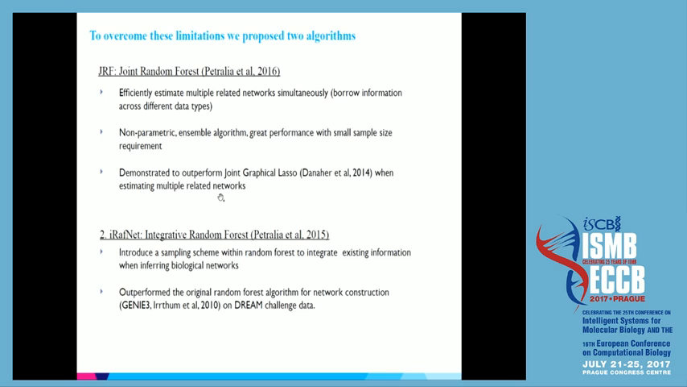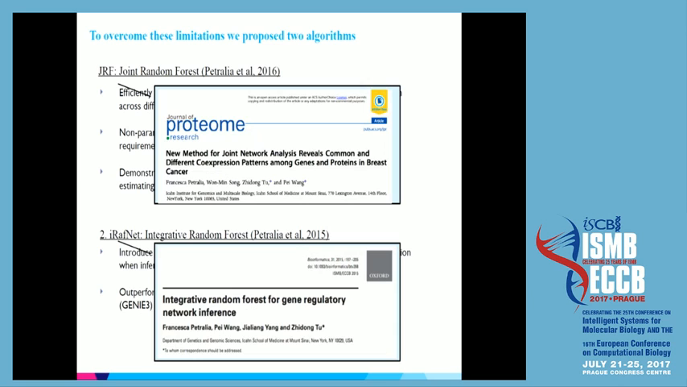In the paper, you can see that we have been running a lot of synthetic data examples, and actually we outperformed those algorithms. And then there is IRFnet, that is also a random forest-based method for data integration from existing databases. And this is a paper from 2015, and we actually showed that this integrative framework can outperform the original random forest for network construction. So those are the papers. The first one was published on JPR and the second one on Bioinformatics.